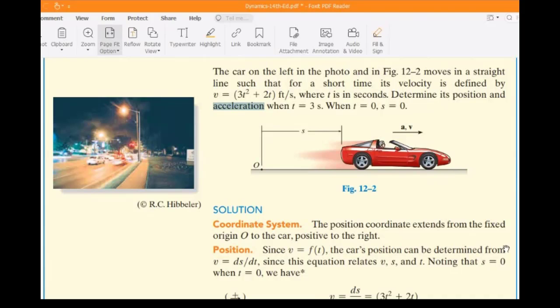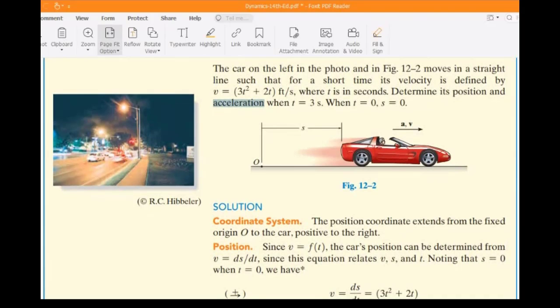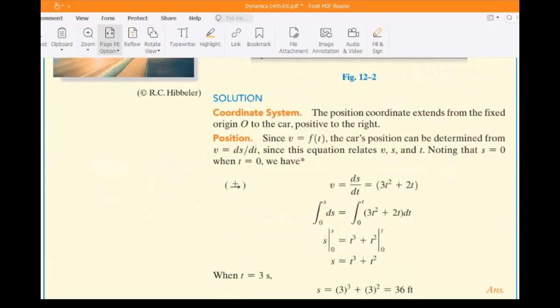So what I was telling you, determine its position. If we have this type of equation and we are not sure whether the acceleration is constant, if I have written determine its position and acceleration, then we are considering the acceleration is constant. But if not, we will try to find it out by integration or differentiation, and that is also easy. You see, this is the solution.